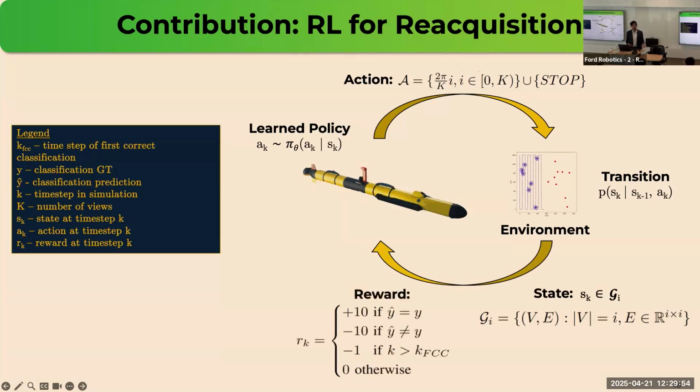And the reward function is particularly important because we give the agent plus 10 points if the classification is correct, minus 10 points if the classification is wrong, and minus 1 for every time step beyond the first correct classification. So if my classifier told me 3 time steps ago the correct classification, I want to penalize every time step afterwards because I want to keep all these surveys as short as possible.